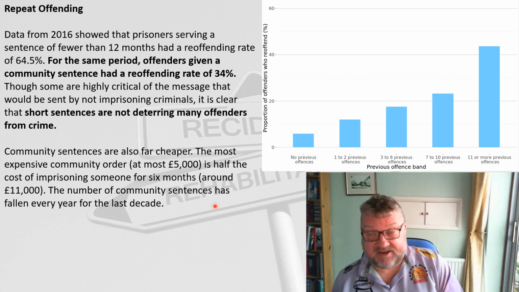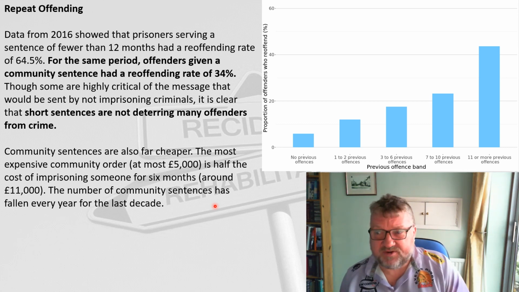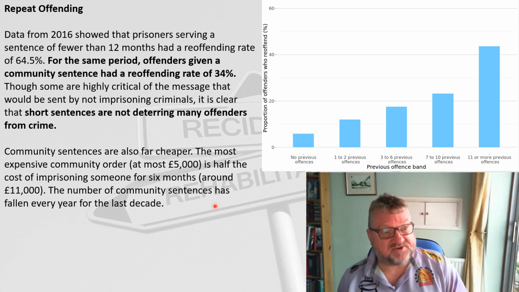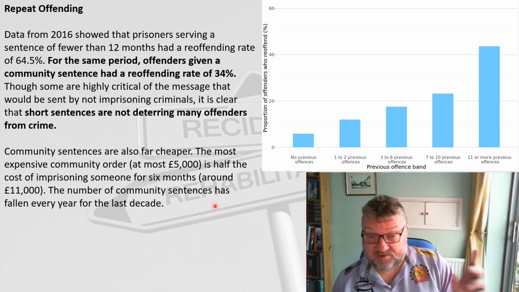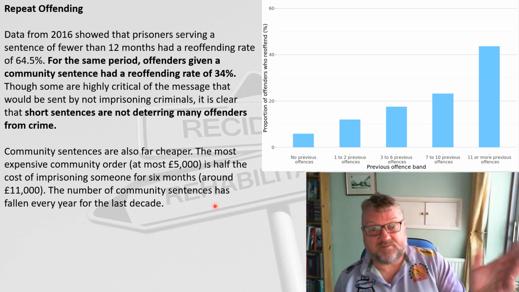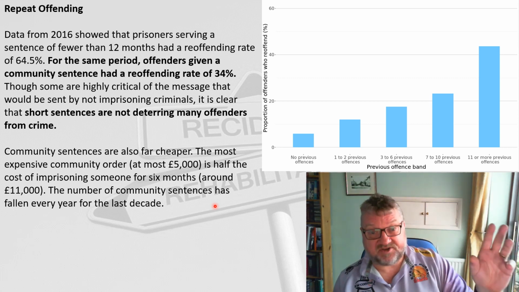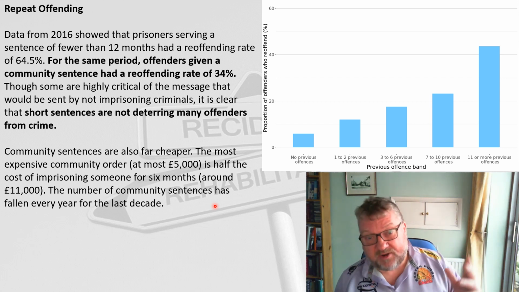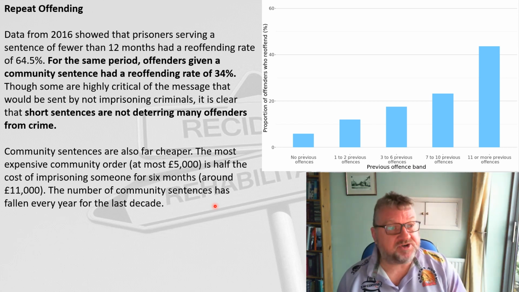And what you can also add into the mix with that is that community sentences are also far cheaper. They're more cost effective. The most expensive community order is round about £5,000, and that's half the cost of imprisoning someone for 6 months, which is round about £11,000. So the number of community sentences also to consider has actually fallen over the last decades. So we're imprisoning more, doing less community service, and actually what it looks as if is that community service does a better job in stopping recidivism. So again, you might want to think about that in terms of your evaluation.